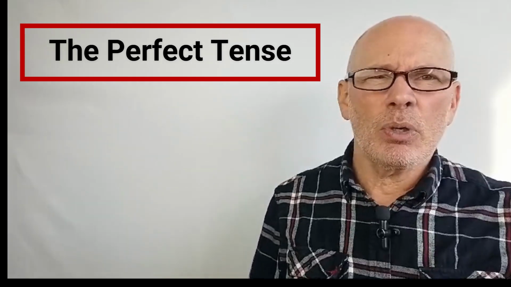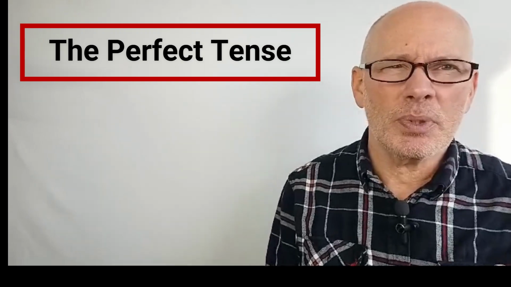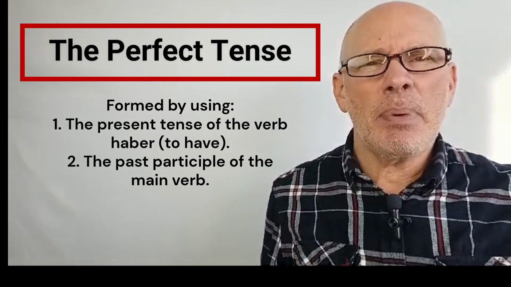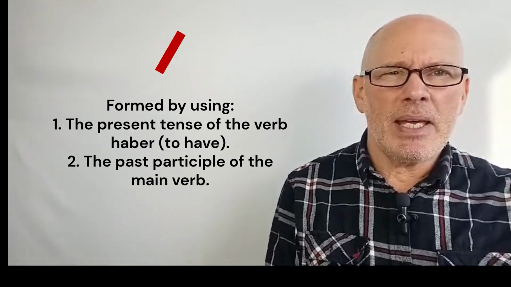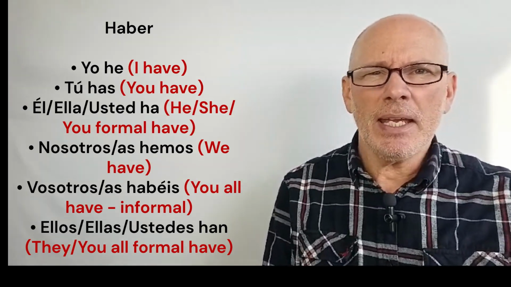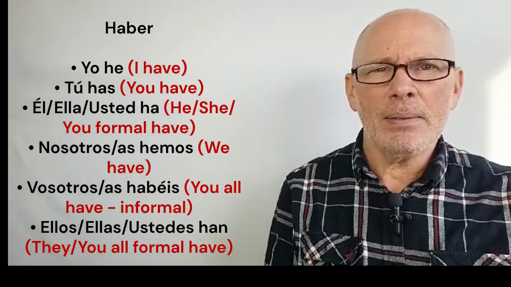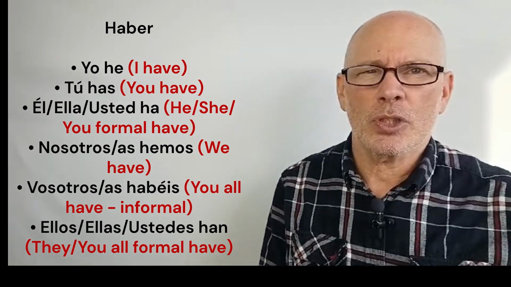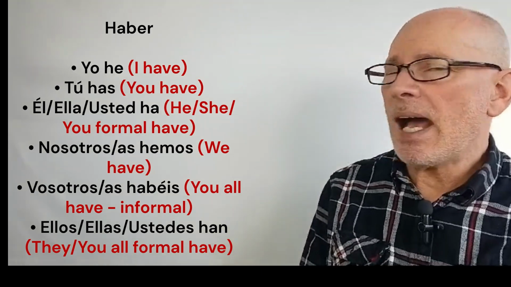Let's look at how to form the perfect tense. The perfect tense is formed with two parts: the present tense of the verb haber, to have, and the past participle of the main verb. So let's start with haber. Here are its conjugations in the present tense. Yo he, tú has, él, ella, usted ha, nosotros hemos, vosotros habéis, ellos, ellas, ustedes han.